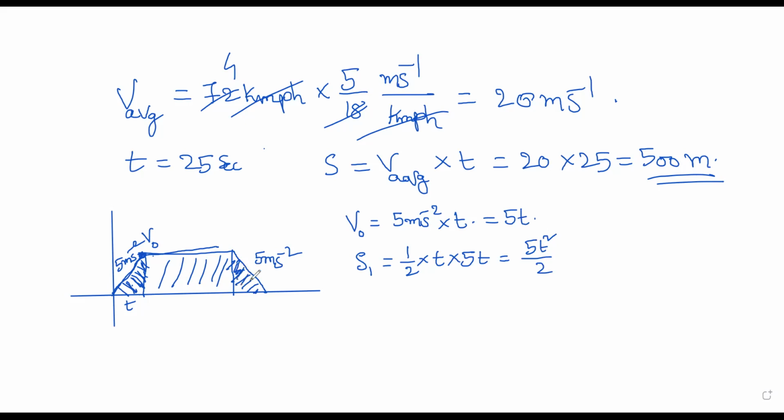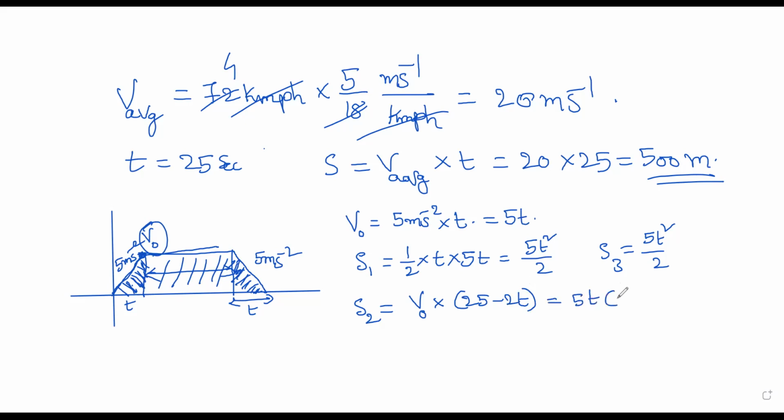Similarly, here also you can apply the same formula. The area of this triangle, let us say this displacement is S3, is again 5t square by 2. And S2 we want to find. That is nothing but v naught into the time, where v naught is the velocity attained after the time of t, and the remaining time of the total journey is 25 minus 2t, which I explained earlier. Since v naught is 5t, you have 5t into 25 minus 2t. This is what we have.